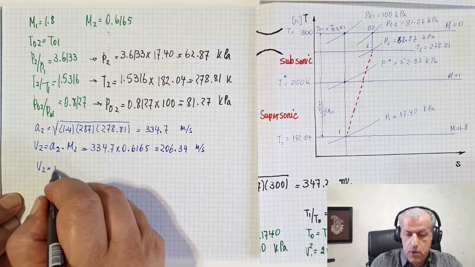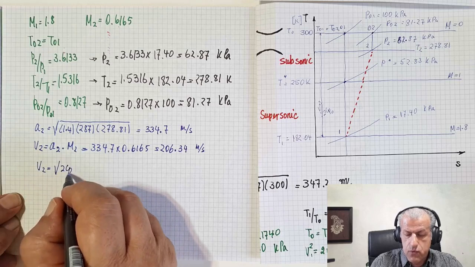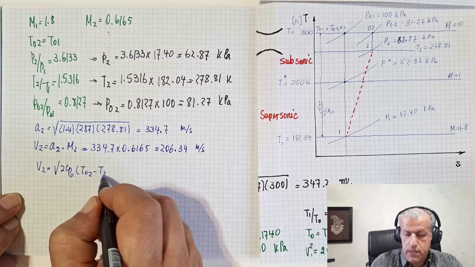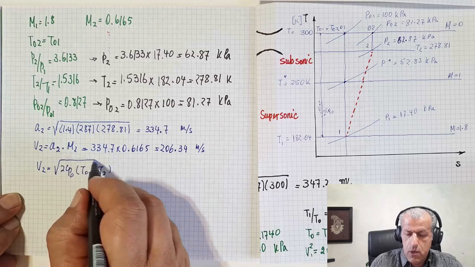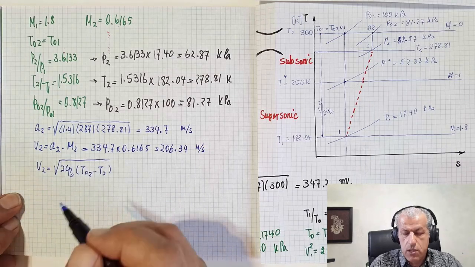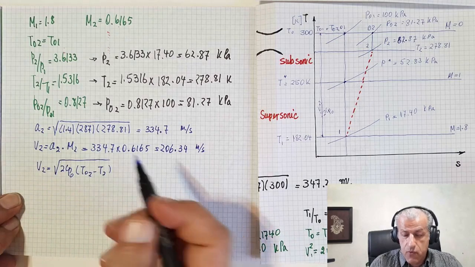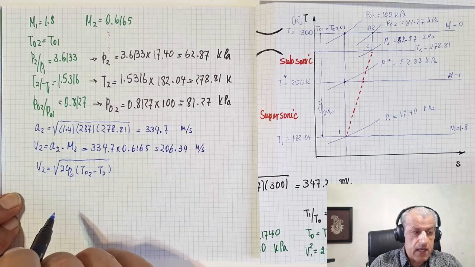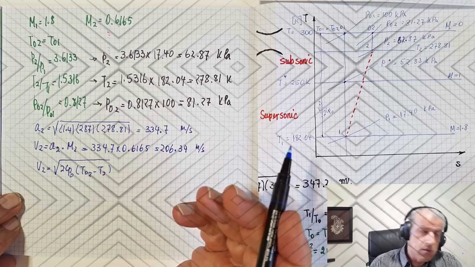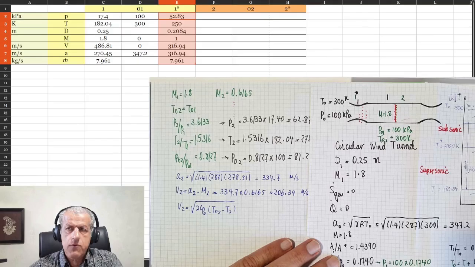We could also have calculated V2 from the equation V2 equals the square root of 2 Cp times (TO2 minus T2). Insert values in this equation, very simple as we did before, and check if it gives us the same value, which of course it would. We could do it as practice at home. We could also put these values in our table.